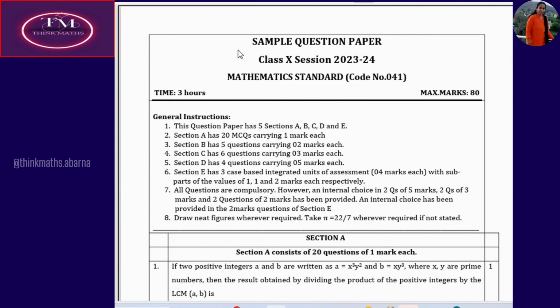This is class 10 Maths. In this session, we are going to solve the sample question paper. This is the class 10, 2023-24 batch, Mathematics Standard, its code is 041. The time given for this exam is 3 hours and the maximum marks is 80. These general instructions were already discussed in the previous video.